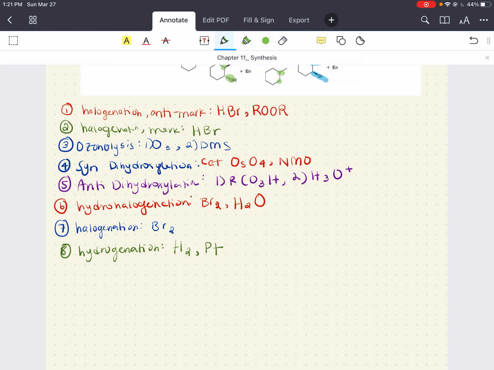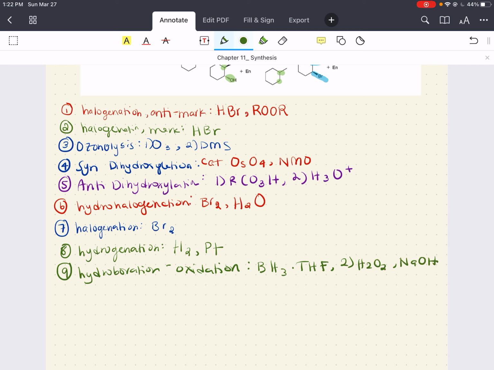So we're adding alcohol to the least substituted side, and then hydrogen to the more substituted side. This is hydroboration oxidation. That's how we add water to the double bond. The reagents for this are BH3 with THF, then some H2O2 and sodium hydroxide.